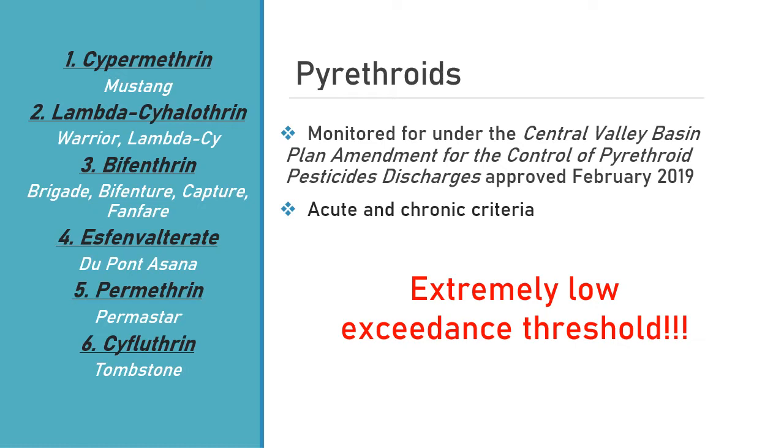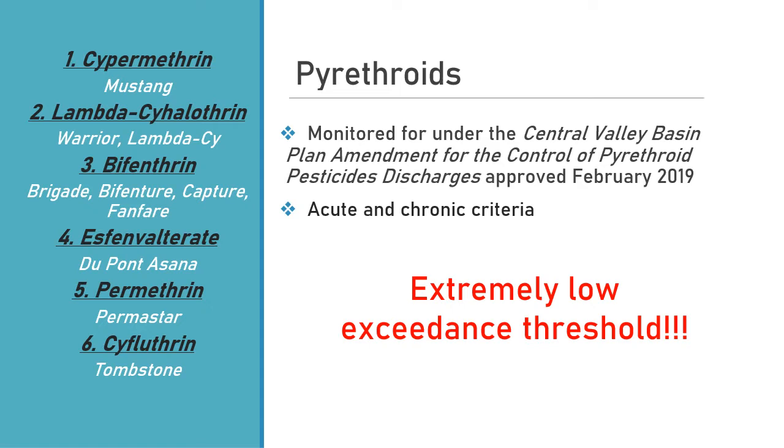High levels of one pyrethroid might be considered acute. However, if multiple pyrethroids were detected and together they crossed a threshold or additively added up to over 1.0, the exceedance would be considered chronic. So one site could have both acute and chronic exceedances in the same event. Under the Basin Plan Amendment, pyrethroids have an extremely low exceedance threshold, and extra caution needs to be taken to ensure that they do not enter waterways or leave the field.